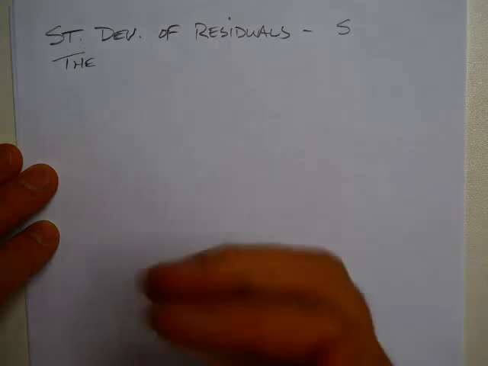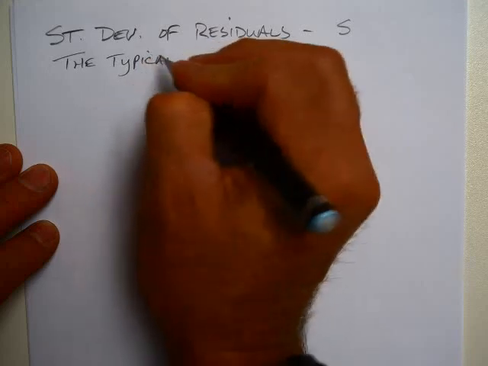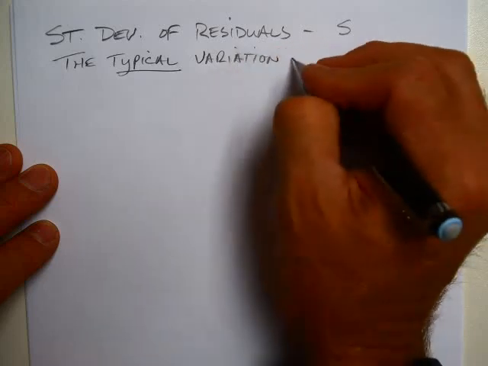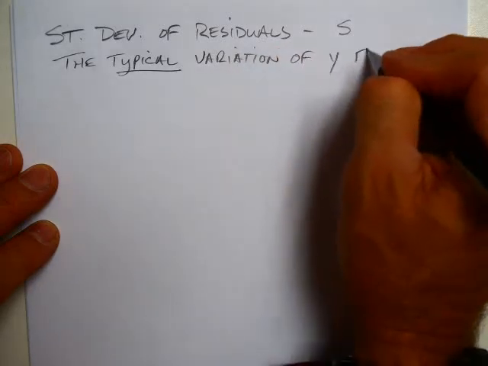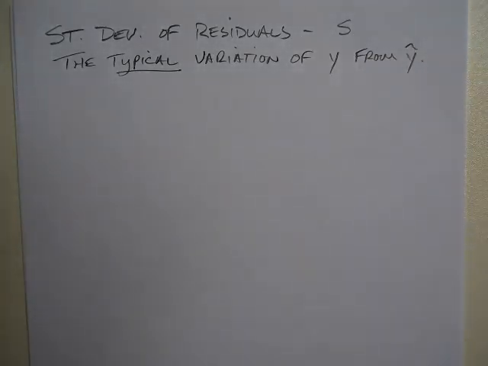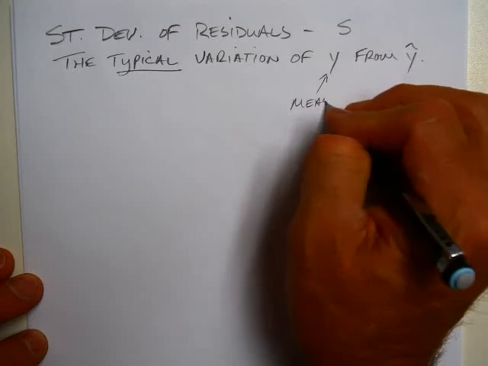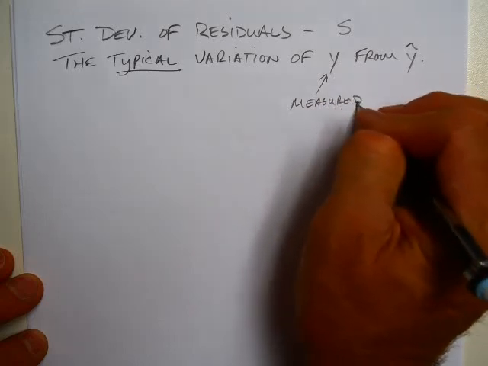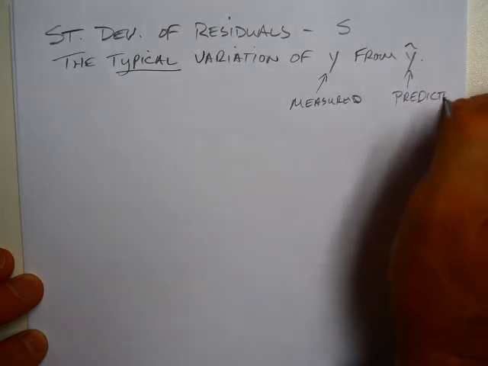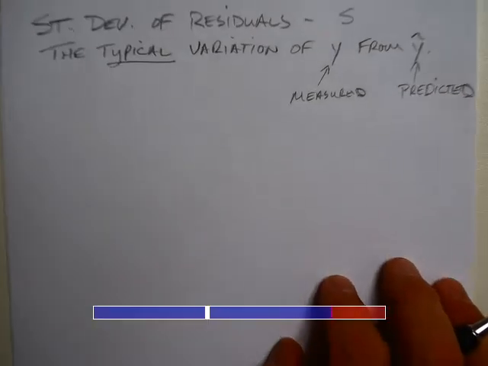And so the standard deviation is the typical variation of y from y hat. So what that's saying is the typical distance that the measured value is from the predicted value. I'm really struggling with writing today. I don't know why. It's probably because it's almost Friday.